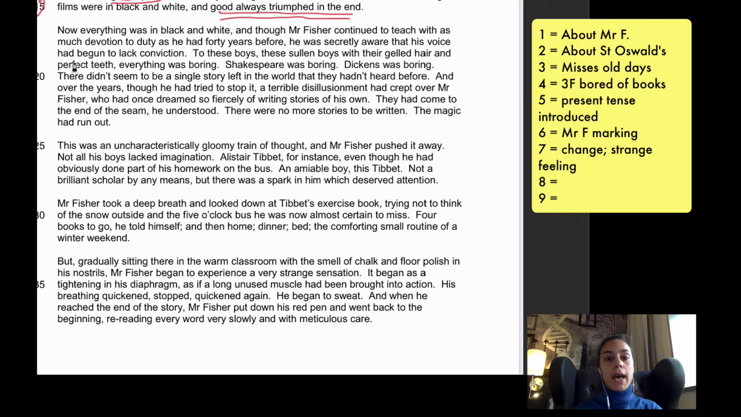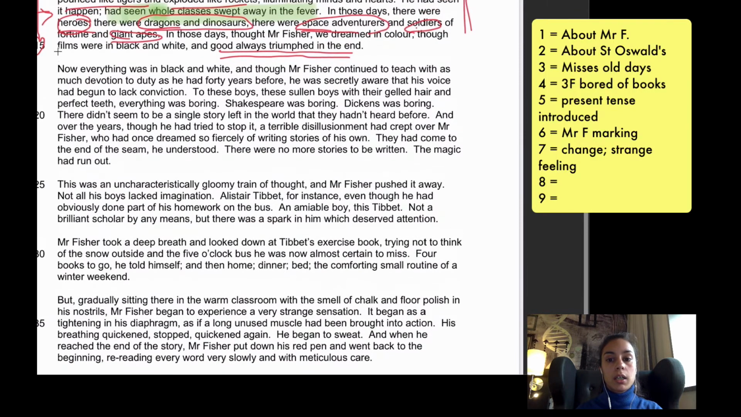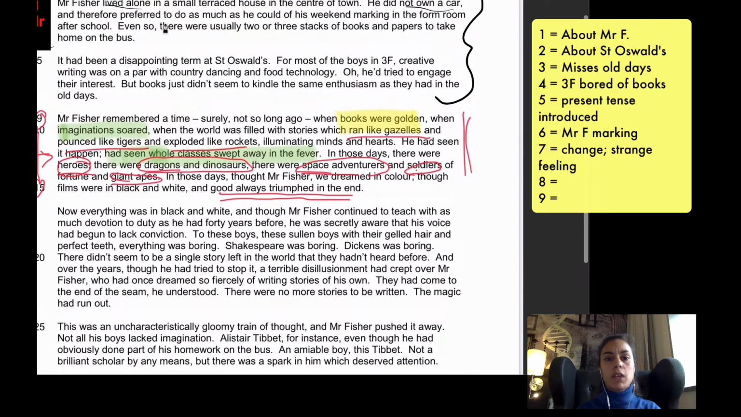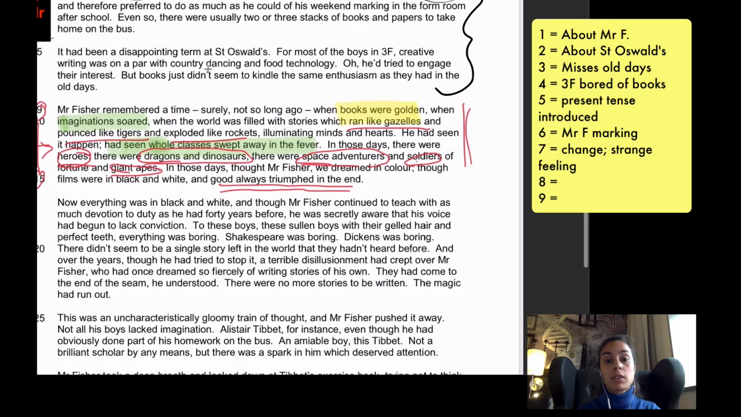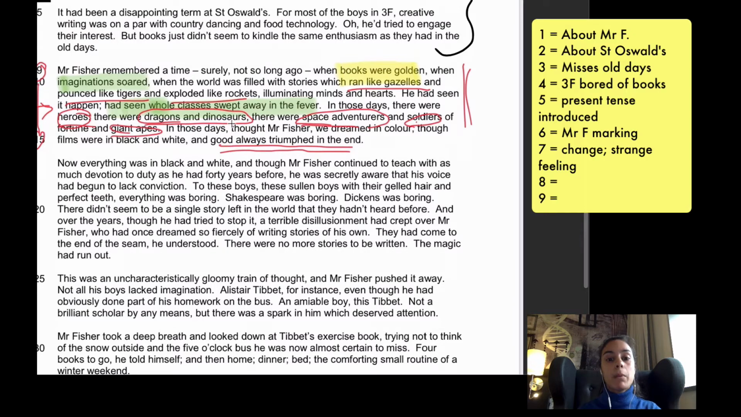But let's look at, okay, we'll just summarise these first. So we've got description of where Mr. Fisher works and lives. Second paragraph is talking about St. Oswald's, the school he's at, and how Mr. Fisher feels. Then we've got a memory from Mr. Fisher about how he used to enjoy books.